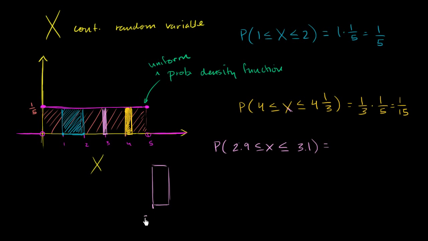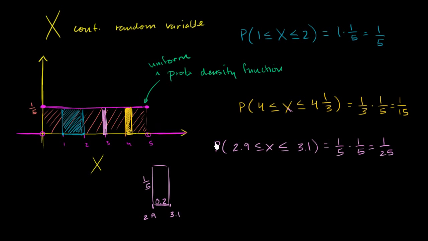This point right over here is 2.9. This point right over here is 3.1. The difference between the two is 0.2, or you could say it's 1/5, and then the height here is 1/5. So it's 1/5 times 1/5, which is equal to 1 over 25. Well, you say, how is that any more interesting than what we just did? Well, let's escalate a little bit.